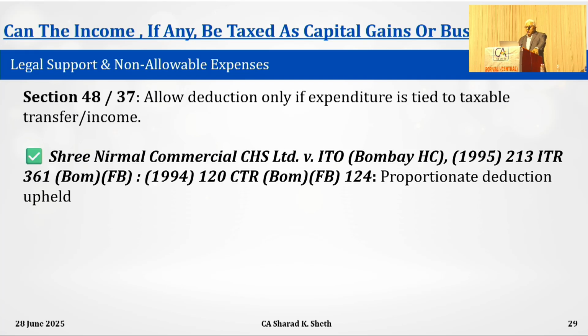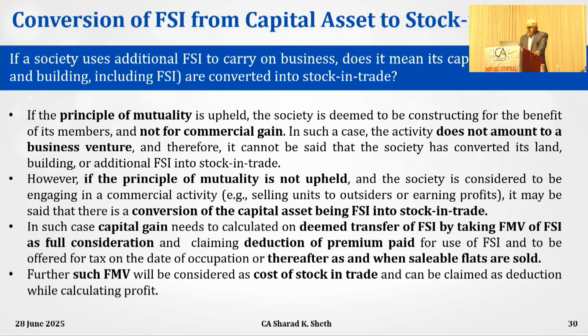Same again, I would say that we want to go backward where proportionate deduction was upheld. Now, if the society uses additional FSI to carry on business, does it mean that its capital asset, the additional FSI, is converted into stock in trade? I think yes, we can take that stand: on the day on which the society has decided to go for self-development, it has converted its existing FSI into stock in trade. You can arrive at the market value of that FSI, and that market value itself will become almost the capital gain, less whatever premium the society has to pay to utilize that additional FSI, which you can claim as a deduction.